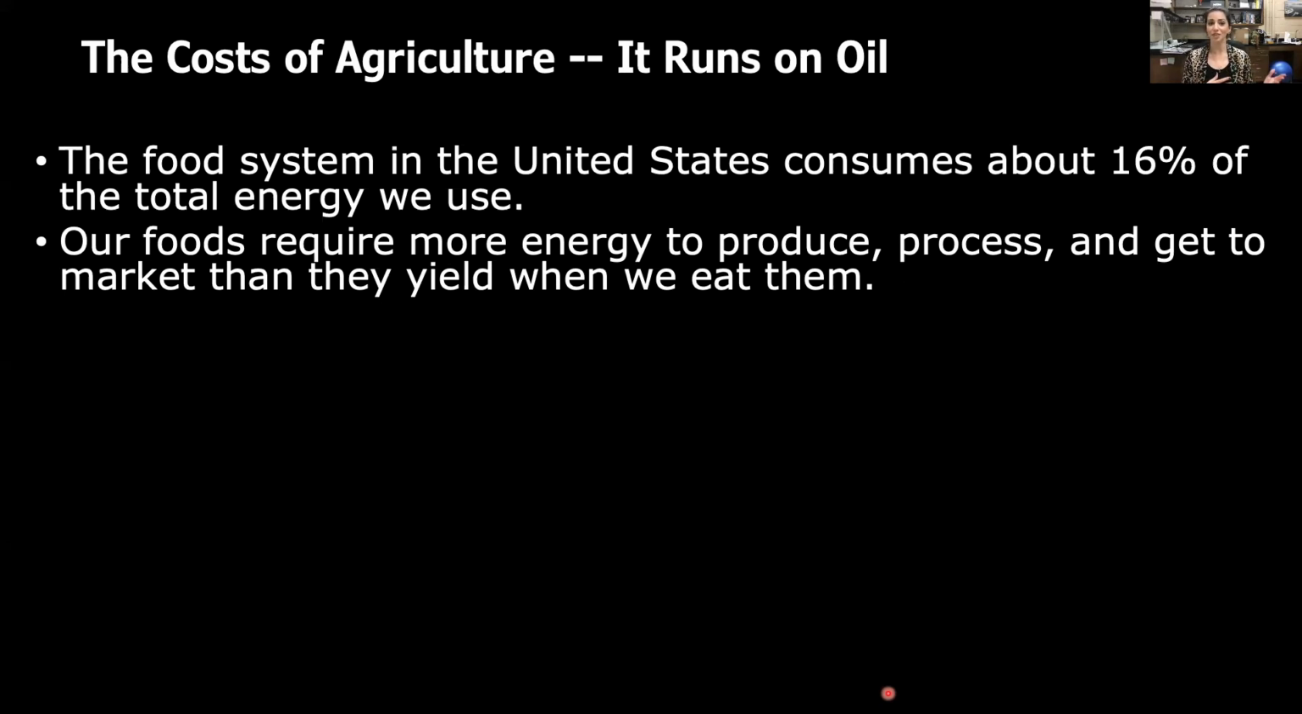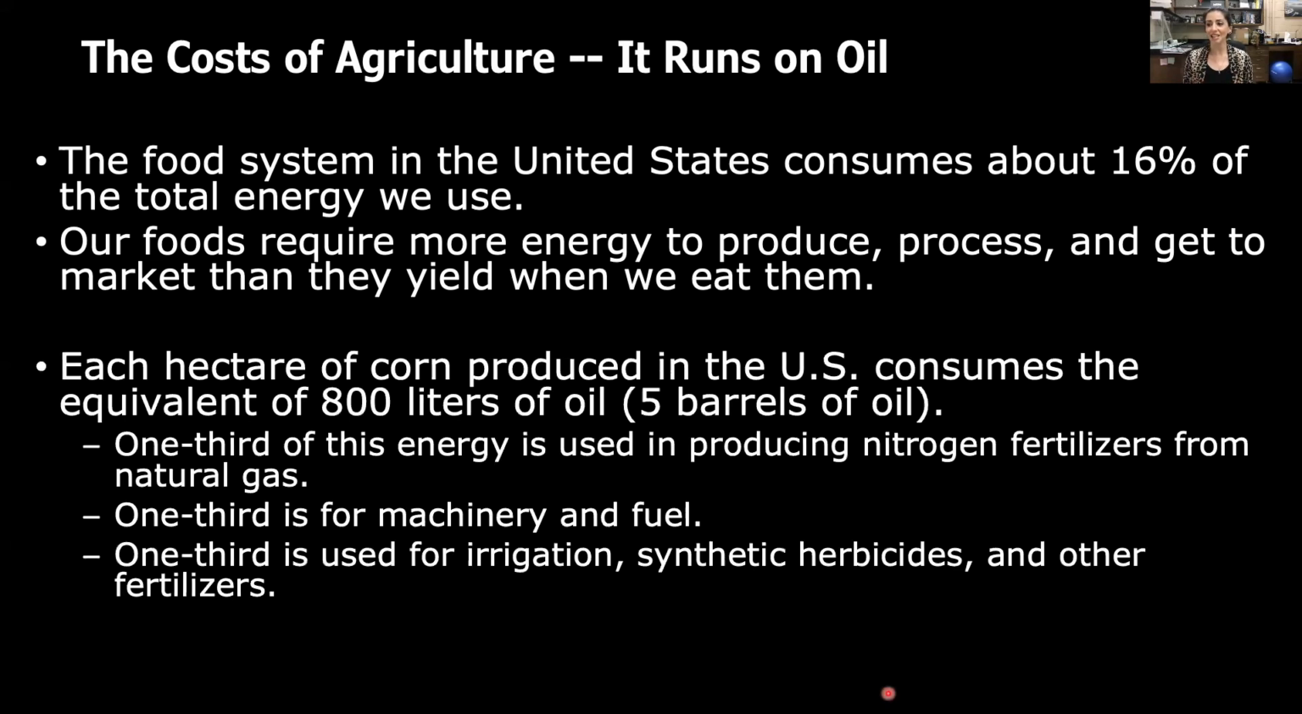So after crops leave the farm, there's actual additional energy involved in processing the food, distributing the food, and storing the food. And so the food system in the United States consumes about 16% of the total energy that we use. What's interesting to think about is that our foods require more energy to produce, process, and get to market than they actually yield when we eat them. Each hectare of corn produced in the United States consumes the equivalent of about 5 barrels of oil. That is quite a lot.